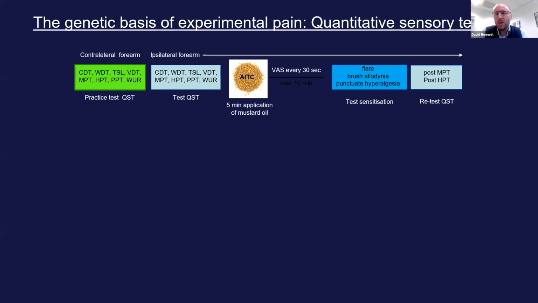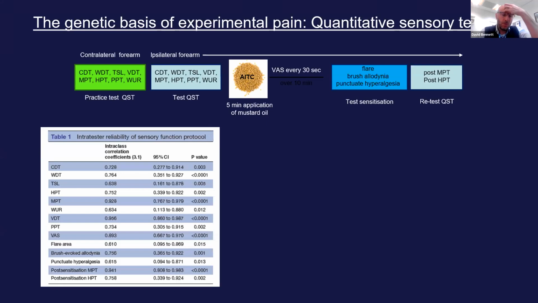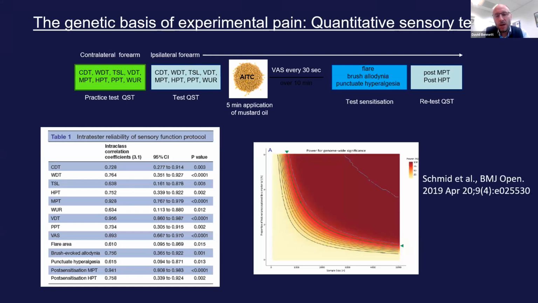I'm not going to show you all the data from the study because we don't have the bandwidth to do that. But I just want to make the point that this took some validation. Quantitative sensory testing has to be done in a very controlled way. So we had pretty good test and retest data. And we realized with the power calculation that we needed probably between 1,000 and 2,000 participants to start seeing effects on a genome-wide association study. But let's get to the crux of what I want to speak about today.